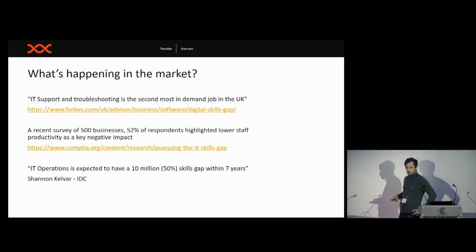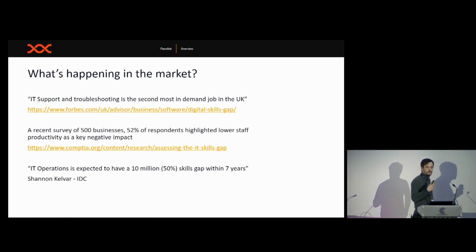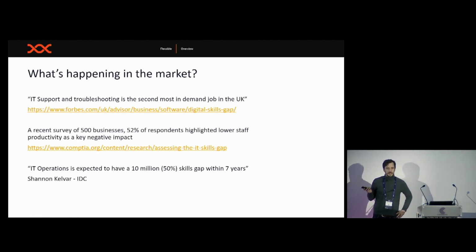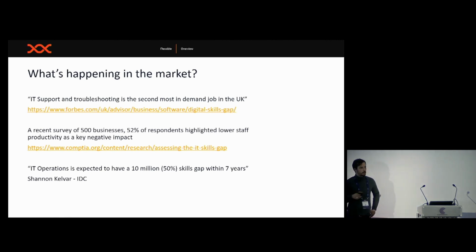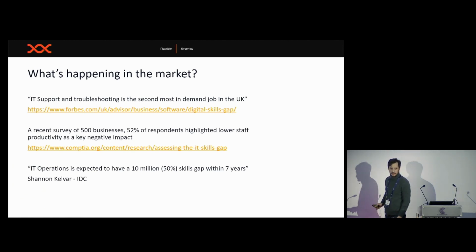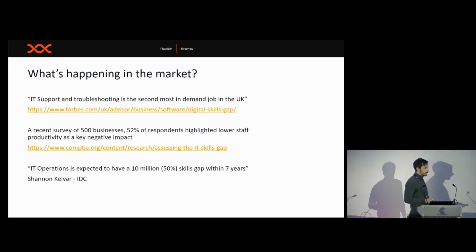And his prediction, looking at the demographics of the level of IT skill and technical ability of people like university leavers, college leavers and school leavers, is right now today we have 20 million people in IT operations globally. Okay, don't quote me on those stats, I'm just repeating them at you, okay? But he reckons within 7 years we're going to have a 10 million deficit, okay? That's huge.